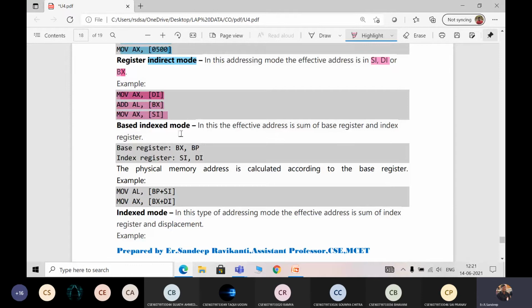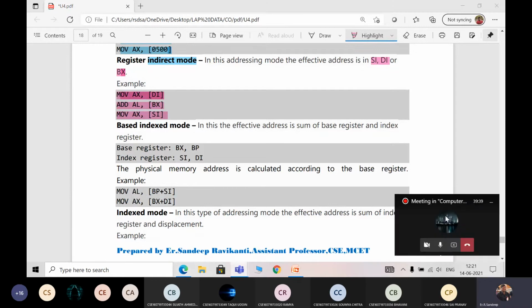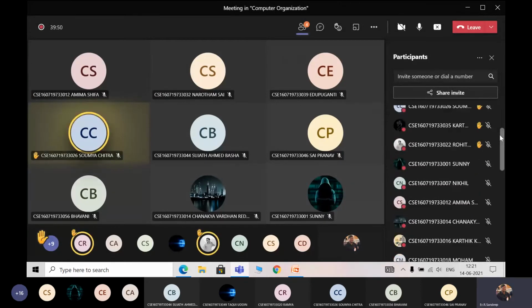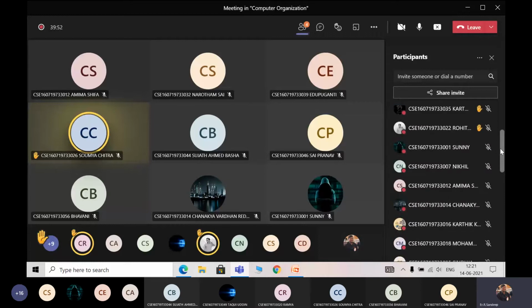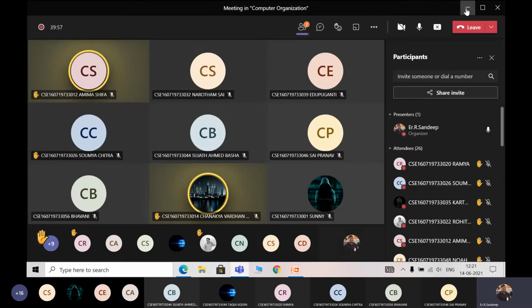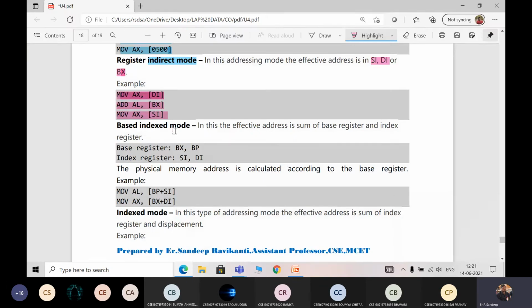Fine. And next one will be the based index addressing mode. Based index addressing mode. Fine. Are you following? Just raise your hands. Are you following? Yeah, you can raise your hands. Cool.